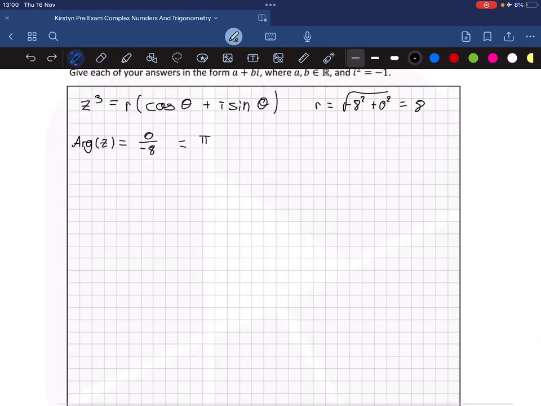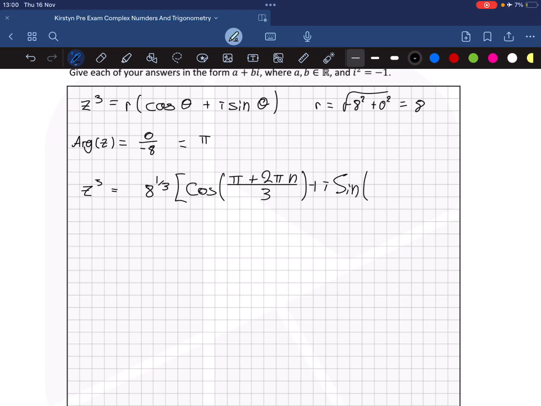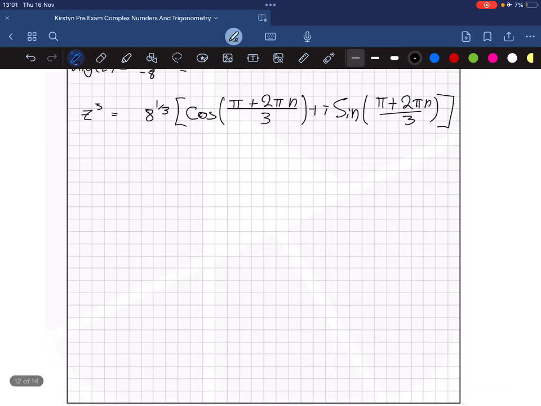So if we go back down, we can rewrite this as z cubed is going to be equal to 8 to the 1/3 multiplied by the cosine of pi plus 2 pi n, with the 1/3 going into it, so we're going to have this whole thing divided by 3. The 2 pi n is just part of the formula. And the same thing happens to the sine function: pi plus 2 pi n divided by 3. And we can figure this out. First of all, the cube root of 8 is 2. So we can simplify it, and now we just need to use the formula.